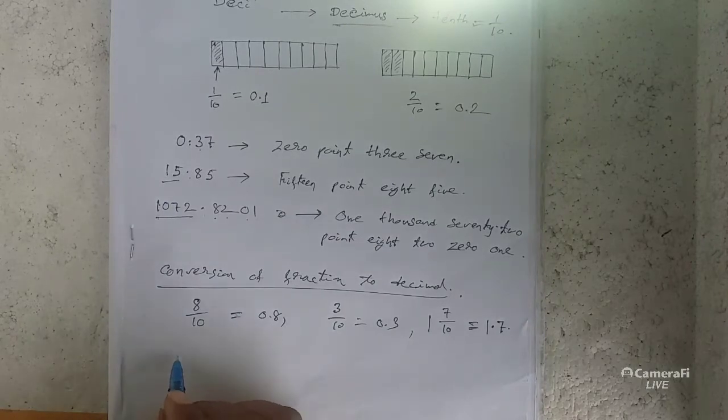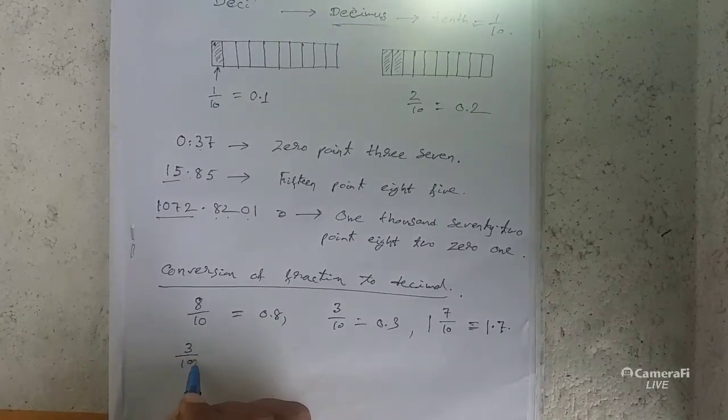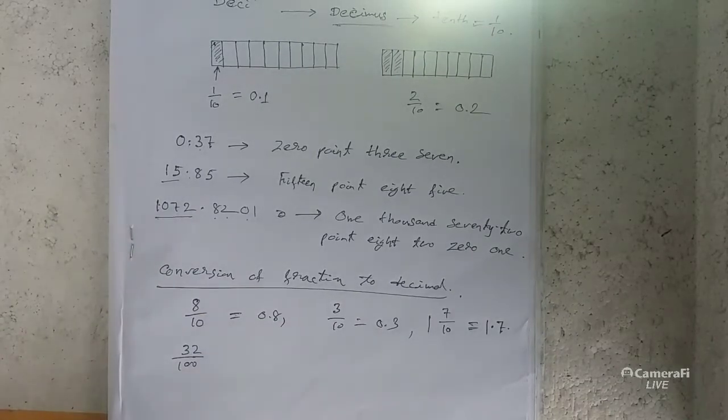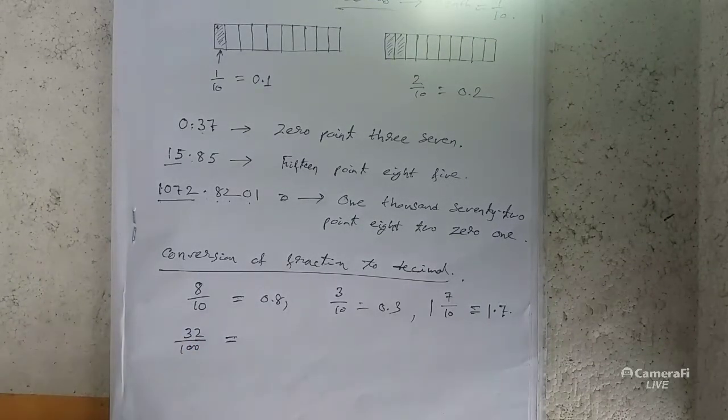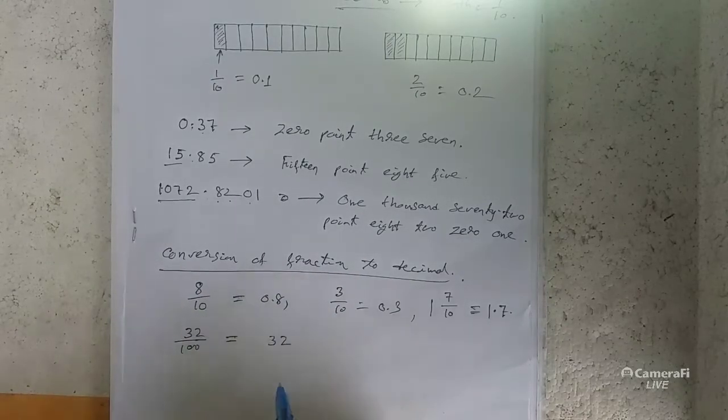Now suppose there is 32 by 100. Then we can convert it into decimal by placing the decimal point after 2 digits from the right, because after 1 there are 2 zeros. So we will put the decimal point after 2 digits from the right side. The number on the top is 32, so after 1 digit, 2 digits, we will put the decimal here. So it becomes 0.32.